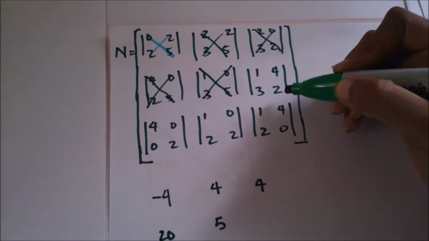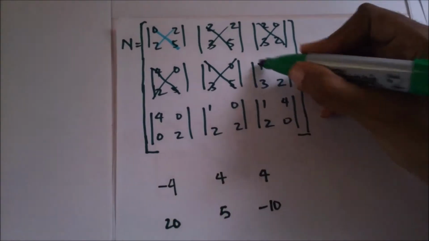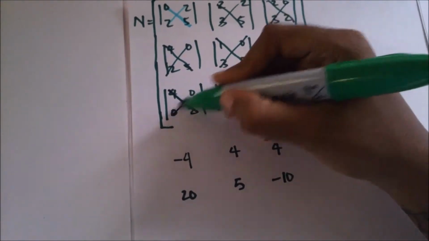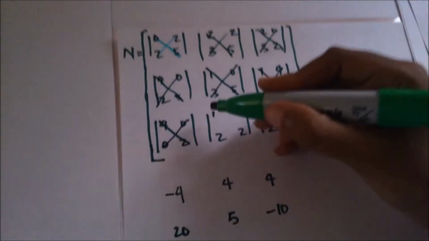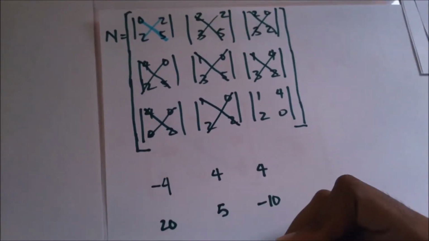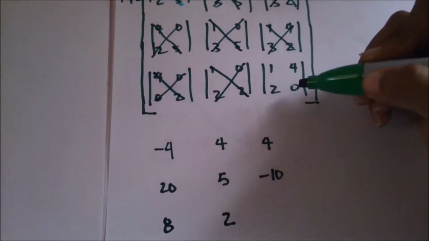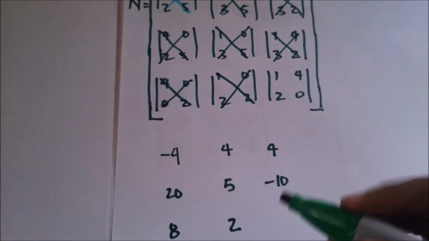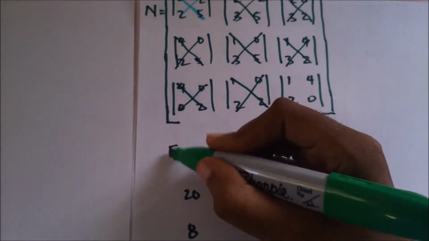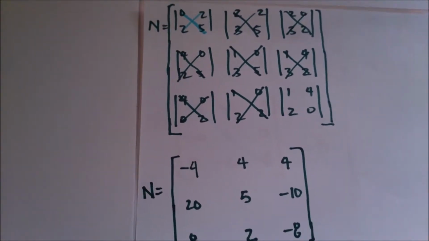1 times 2 minus 4 times 3, we're left with a negative 10. 4 times 2 minus 0, we're left with a positive 8. 1 times 2 minus 2 times 0, we're left with a positive 2. And 1 times 0 minus 4 times 2, we're left with a negative 8. So here we have this new matrix, N.